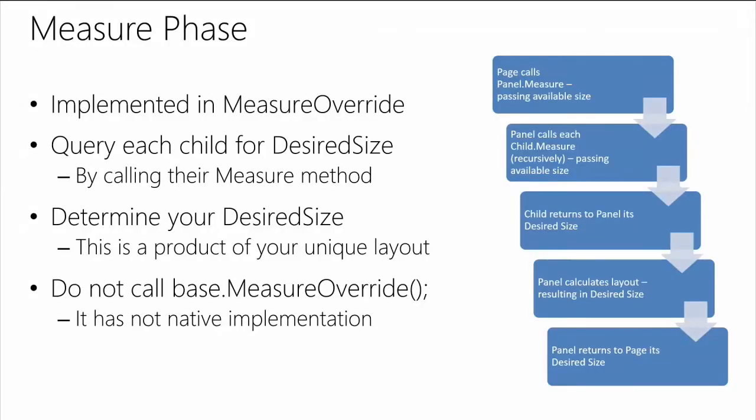Anything else in measure we need to figure out real quick? The only main thing was we don't need to call the base measure override. That's right, because it's just sitting there waiting to be overridden. Apparently, it has no native implementation. That's exactly right.